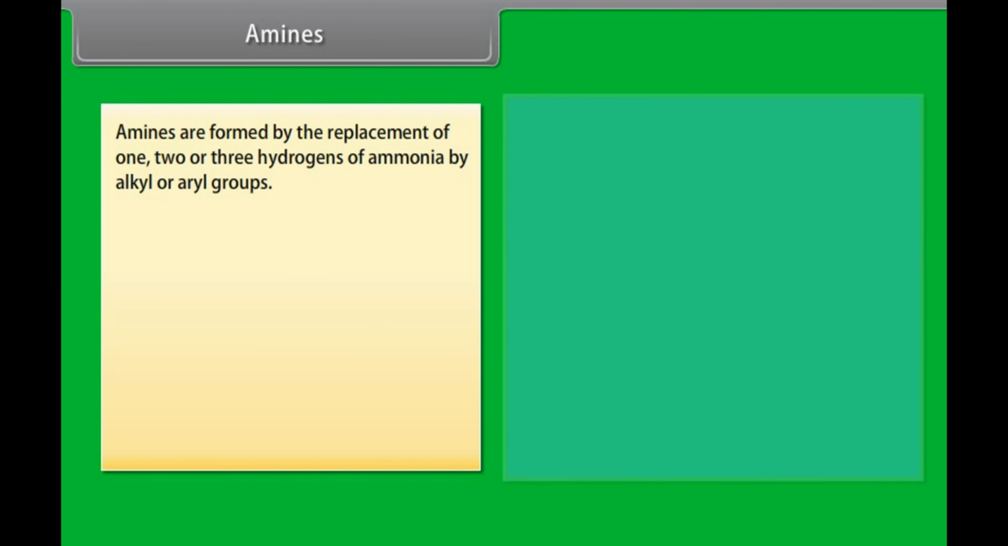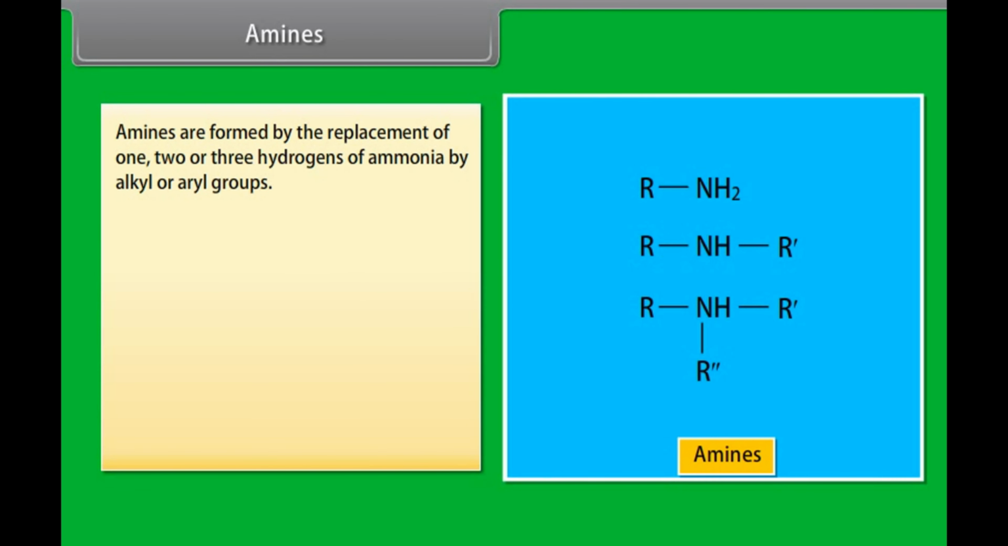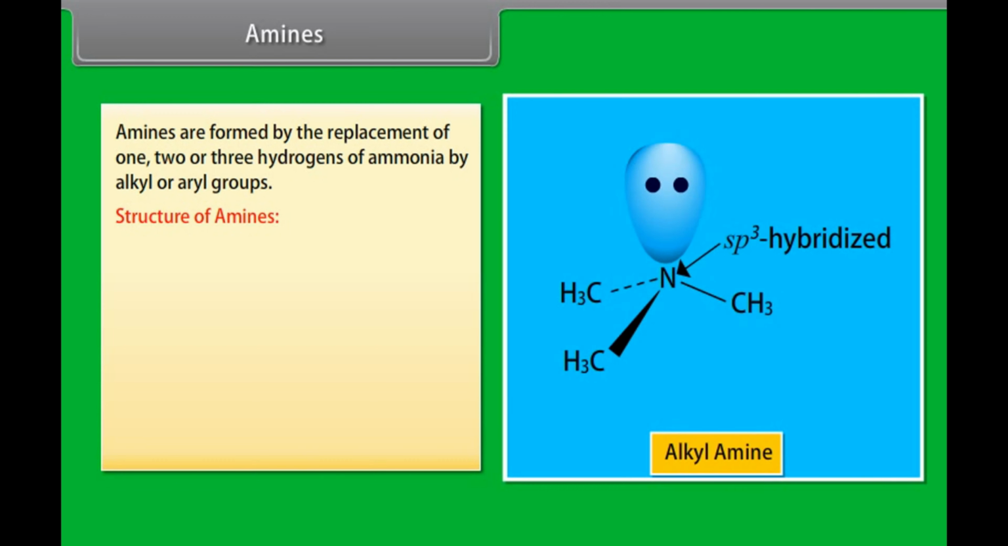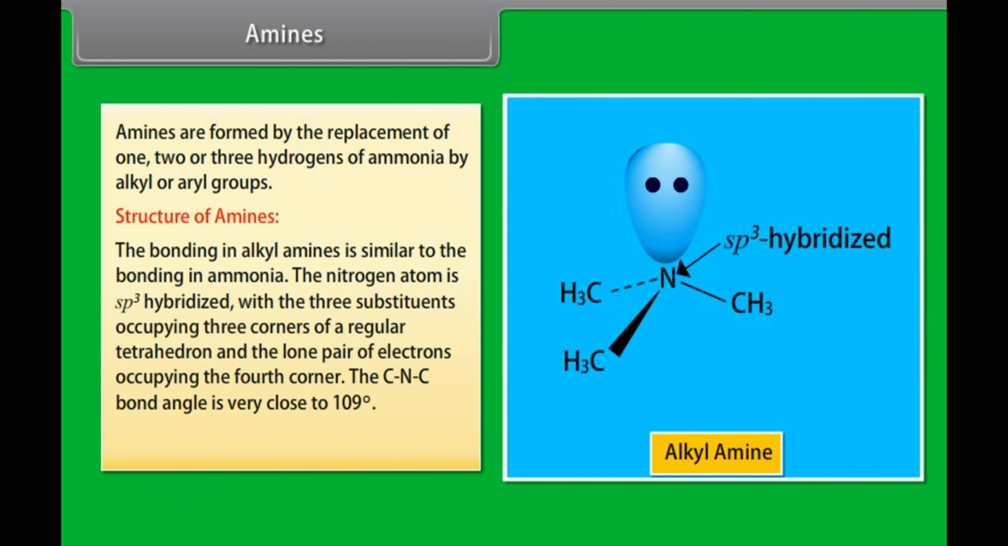Amines. Amines are formed by the replacement of 1, 2, or 3 hydrogens of ammonia by alkyl or aryl groups. Structure of amines. The bonding in alkyl amines is similar to the bonding in ammonia. The nitrogen atom is sp3 hybridized with the 3 substituents occupying 3 corners of a regular tetrahedron and the lone pair of electrons occupying the 4th corner.